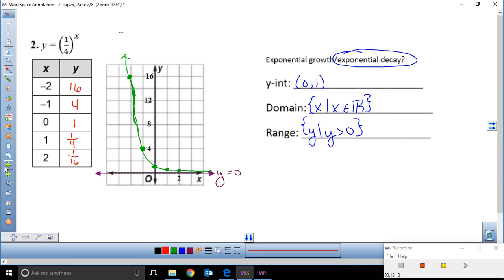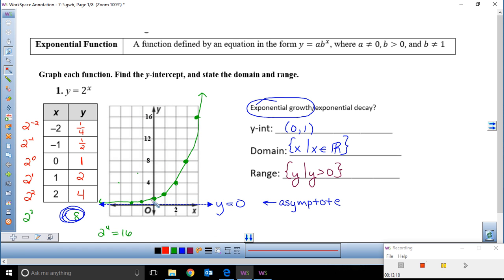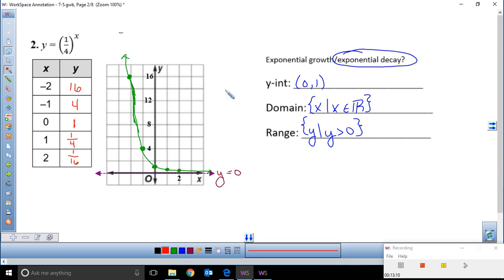If we take a look at number 1, we saw that it was exponential growth because it was getting bigger, and number 2 was exponential decay because it was getting smaller. But whether it's exponential growth or decay, they both had the same y-intercept, the same domain, and the same range, which means that they both had the same asymptote. So the only thing that's going to be different is whether it's decay or growth and the actual numerical values for what we're plotting. Now, there is actually a trick to make it easier to see if it's exponential growth or exponential decay without graphing.